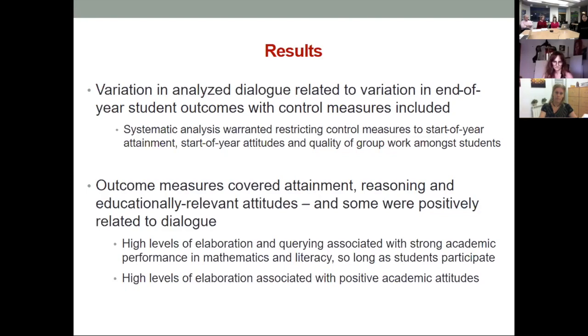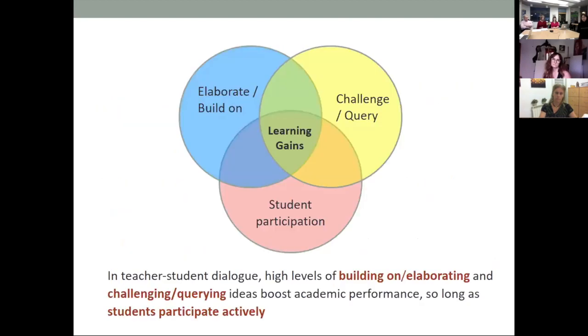In addition, elaboration was productive for positive student attitudes as well. I think that's a very important variable, and this little diagram should help to hammer the message home. It was these 3 variables that emerged from our study as absolutely crucial.